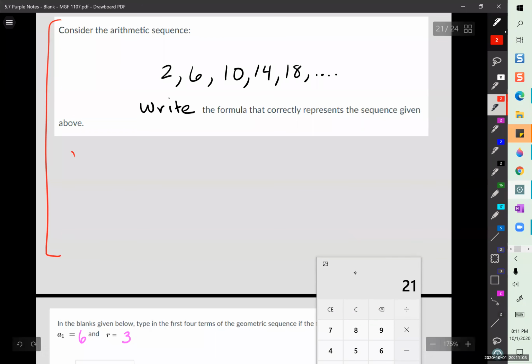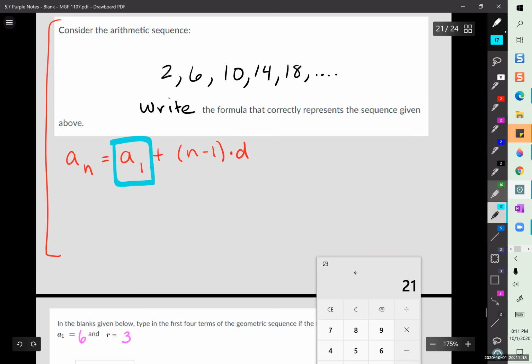The formula you'd want to reference is this. So to write out the formula, you should first identify the first term, and then you should identify the common difference. Those are the only two things along with the formula structure that we would need.